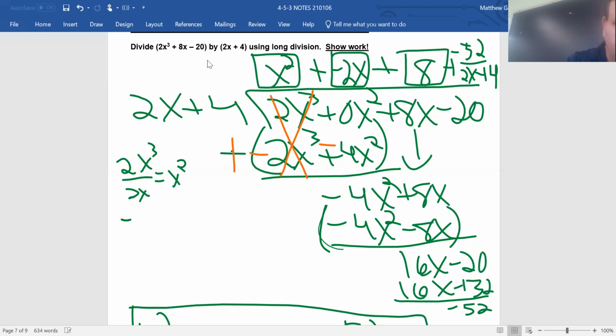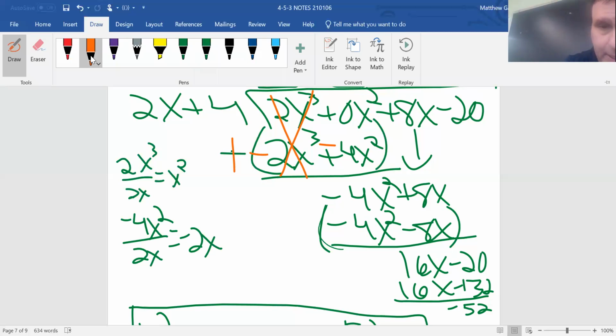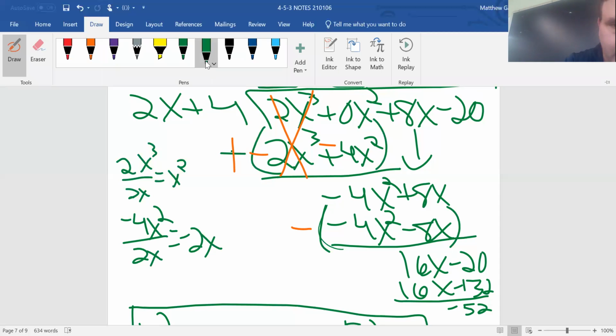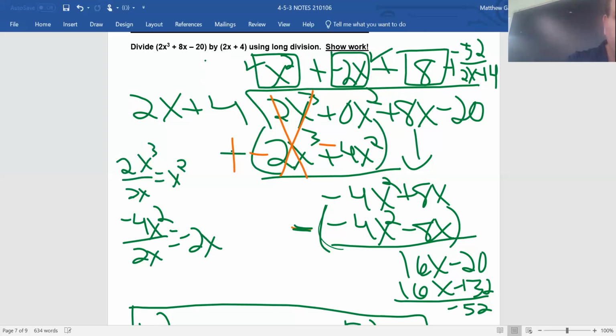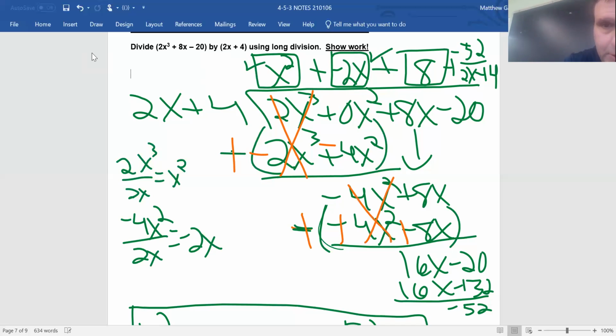And then next, negative 4x squared divided by 2x is negative 2x. That goes up here. Negative 2x times positive 2x is negative 4x squared. Negative 2x times 4 is negative 8x. So we just subtract going down, and change the signs. So we got 16x. And bring down the minus 20.